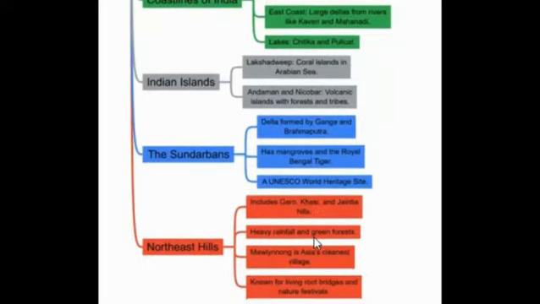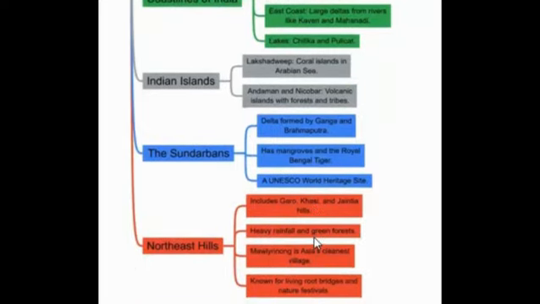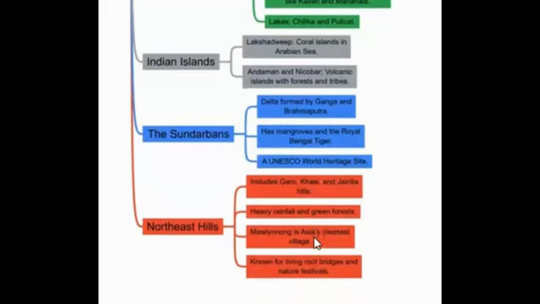Now we have the Sundarbans. They are a delta formed by the Ganga and Brahmaputra. These are mangroves with the Royal Bengal tiger. It is also known as a UNESCO World Heritage Site.